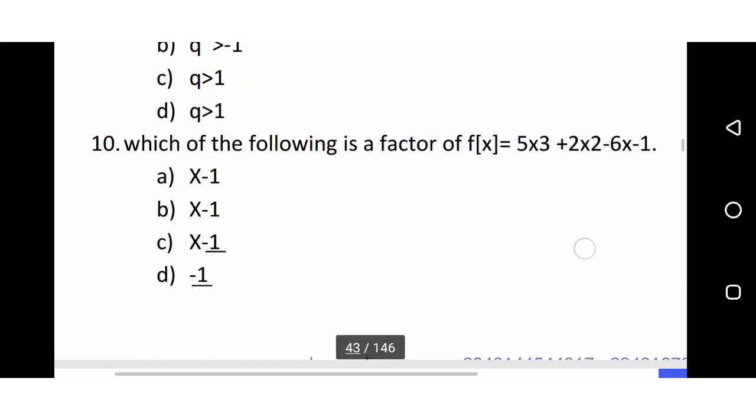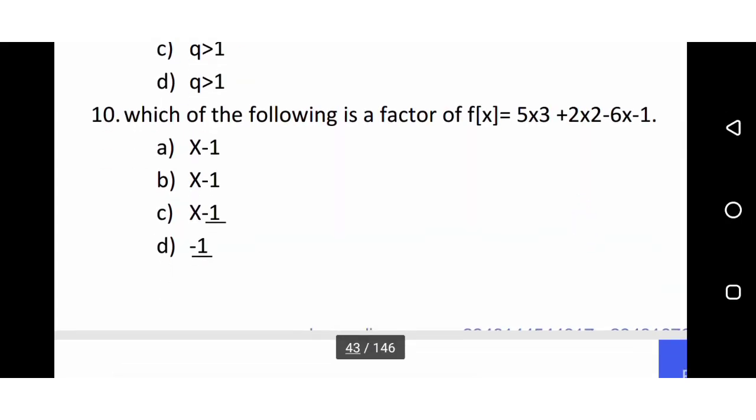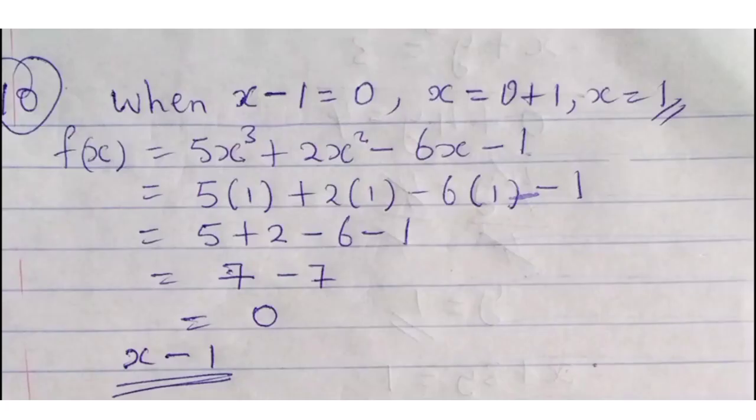Okay, so next question. It says, if the following is a factor of f(x), which is 5x raised to power 3 plus 2x raised to power 2 minus 6x minus 1. So you need to find the factor of f(x). Whenever you see this kind of question, what they want from you is what value x will represent so that after summing you have it to be 0. So over here we'll now say let x be equal to 1.